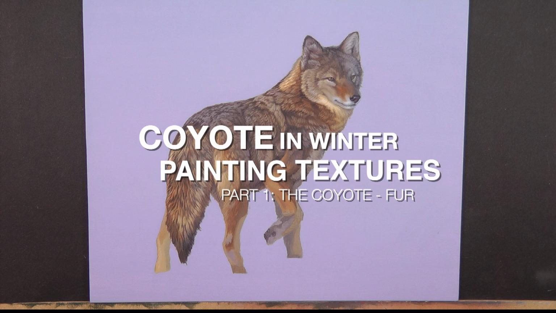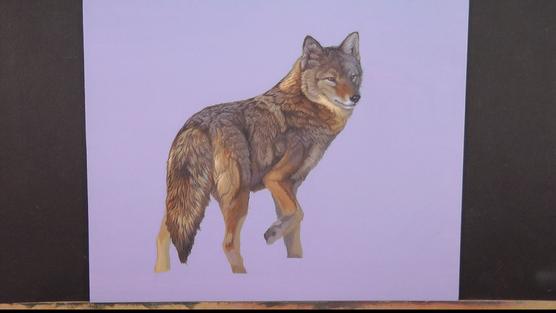I originally was going to make this into one video, but I actually changed my mind about what I was going to do in the background. So I decided to make it into two parts and break it up: one into how to paint the coyote, and two in how to do a snowy background. So this is obviously part one.